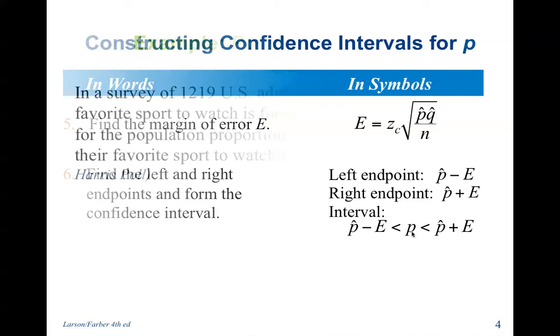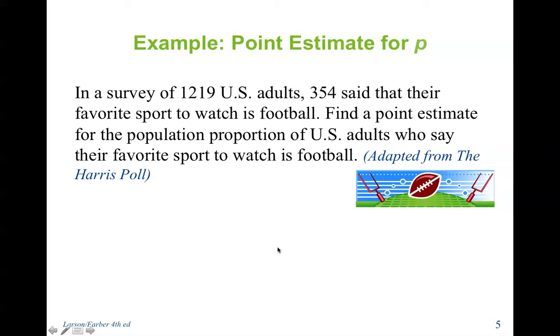So, for an example, in a survey of 1,219 U.S. adults, 354 said their favorite sport to watch is football. Find a point estimate for the population proportion of U.S. adults who say their favorite sport to watch is football. First, we need to realize the important information, which is n equals 1,219 and x equals 354.